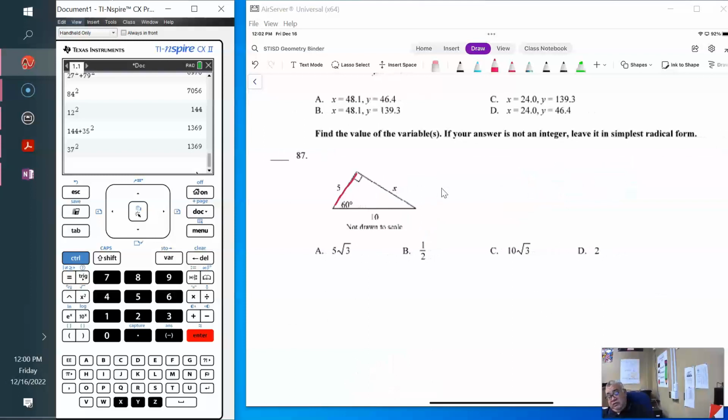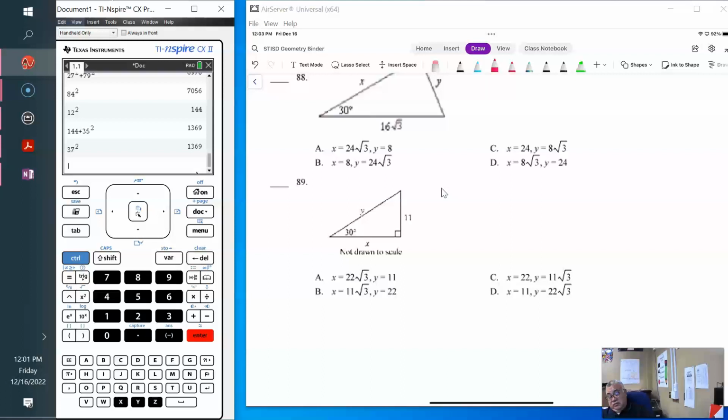Okay, find the value of the variable. We know this is 5, and we know this is a 30, 60, 90. So opposite 30 will be the shorter side, which is 5. The longer side, which is 10. So to find this distance, it's going to be 5 square root of 3. Okay, so to find x, we know that that's going to be a 30, 60, 90. This distance is 11. So the hypotenuse is double, which is going to be 22. We double. And then the length of this leg is going to be 11 square root of 3.